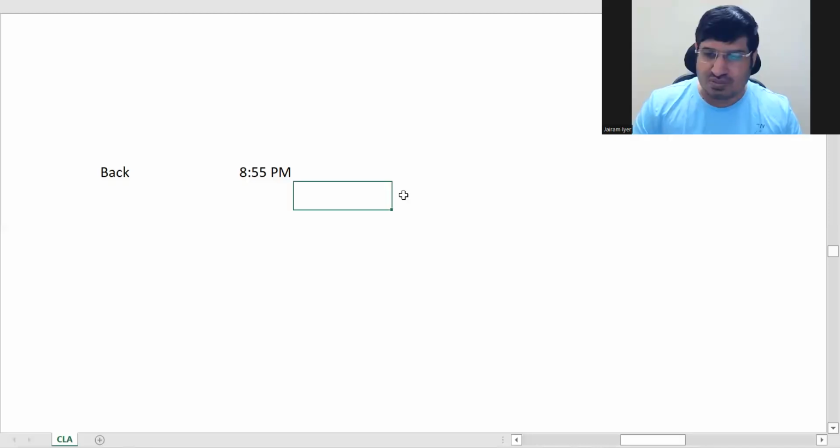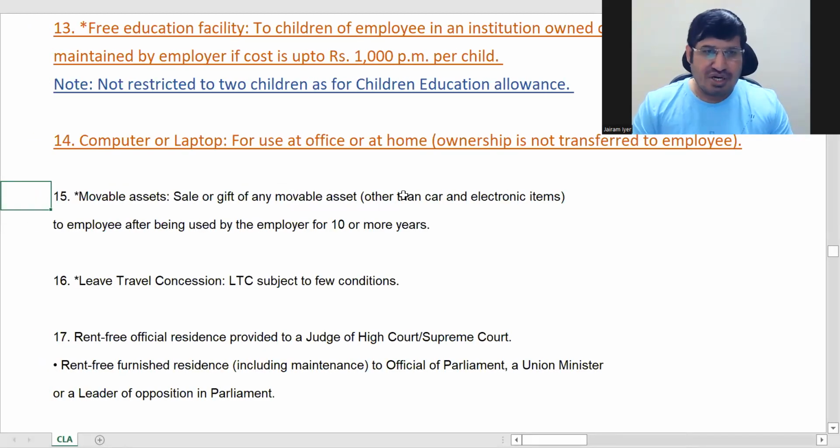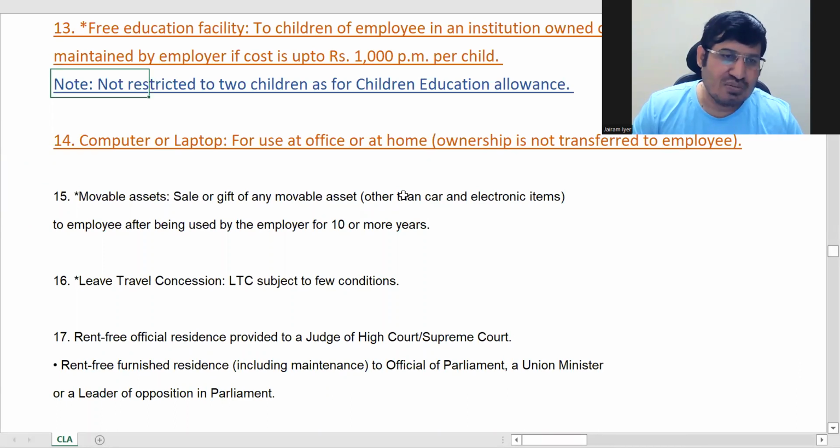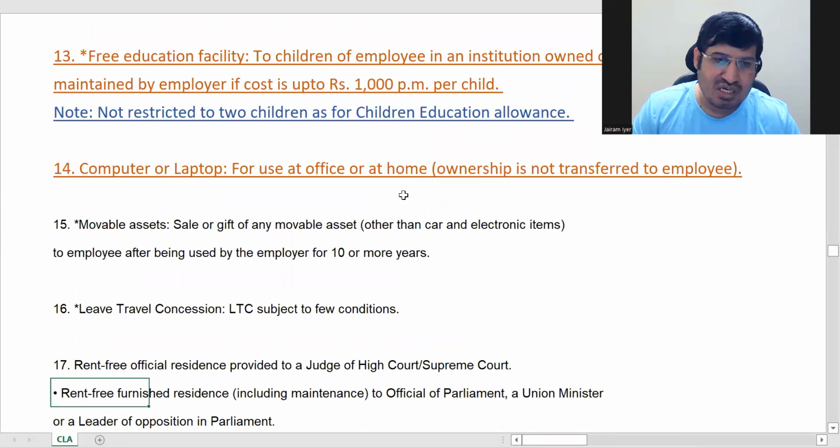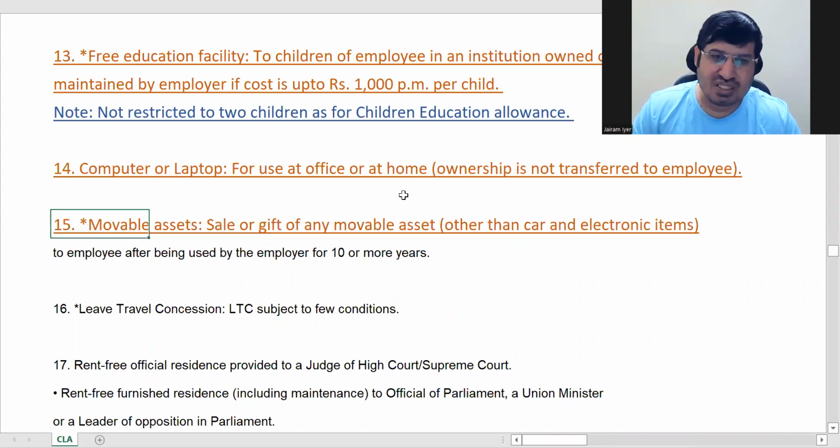ओके सो, विल कंटिन्यू. ठीक है, तो हम एग्जेम्प्टेड परक्विजिट्स देख रहे थे. ओके, वी आर सीइंग ऑल एग्जेम्प्टेड परक्विजिट्स. सो लास्ट वन वाज कंप्यूटर और लैपटॉप. नेक्स्ट वन इज मूवेबल एसेट्स, सेल और गिफ्ट ऑफ एनी मूवेबल एसेट अदर देन कार एंड इलेक्ट्रॉनिक आइटम्स.